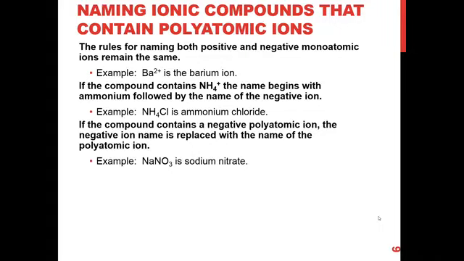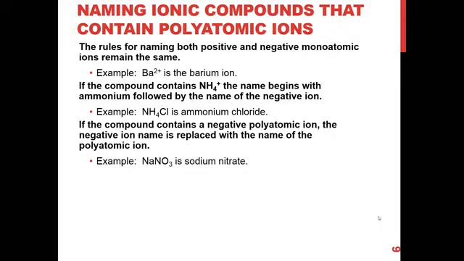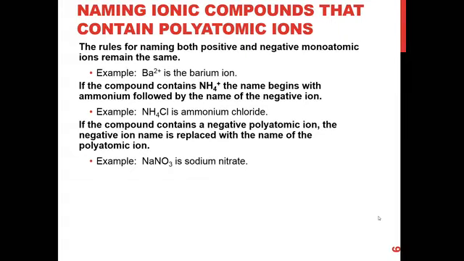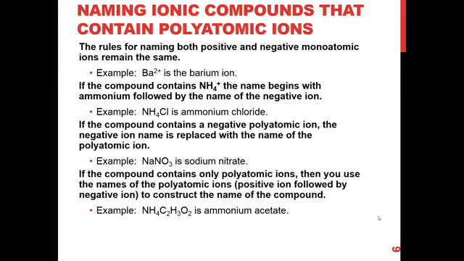Third, if the compound contains a negative polyatomic ion, which are quite common, the negative ion name is replaced with the name of the polyatomic ion. For example, NaNO3 is sodium nitrate because NO3 1- is the nitrate polyatomic ion.